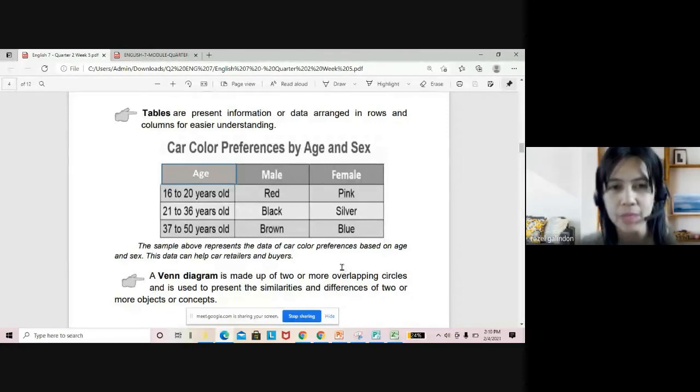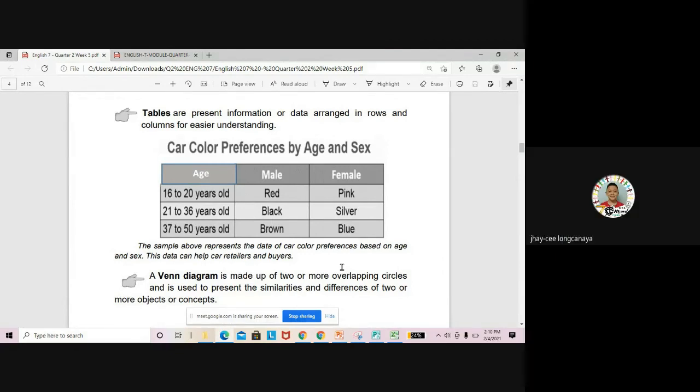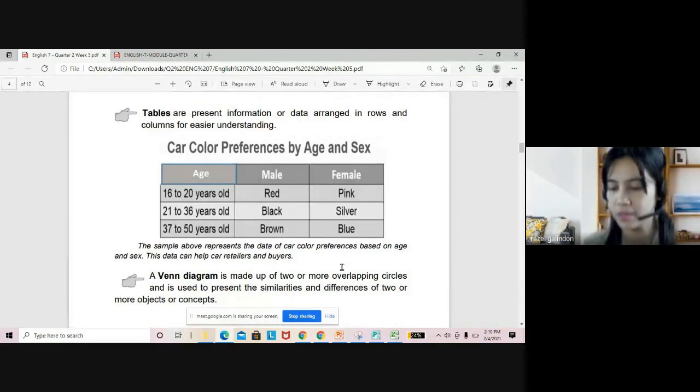Okay. How about, what ages do the females who prefer the color blue? 37 to 50 years old. Okay, 37 to 50 years old. So very good. So you know how to answer the questions, meaning you understood the data written in the table.